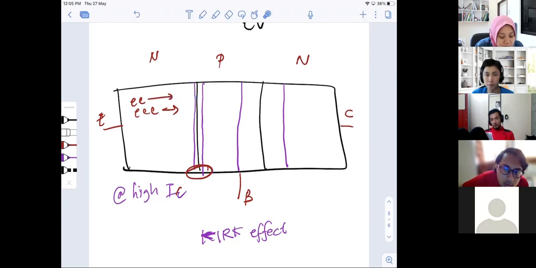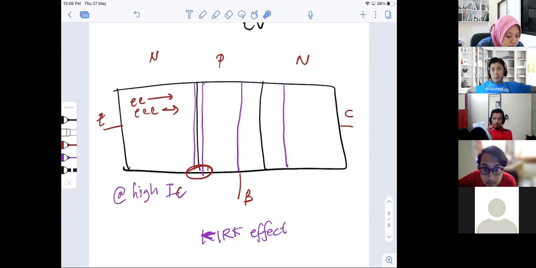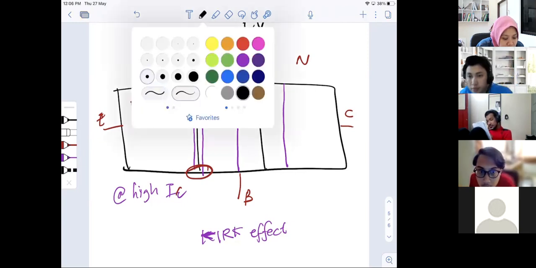But before that, let's draw the ionized atoms in this region at the base. What's the charge of the ionized atom over here? Negatively charged. Why? Because it loses the hole. Donor. Acceptor.